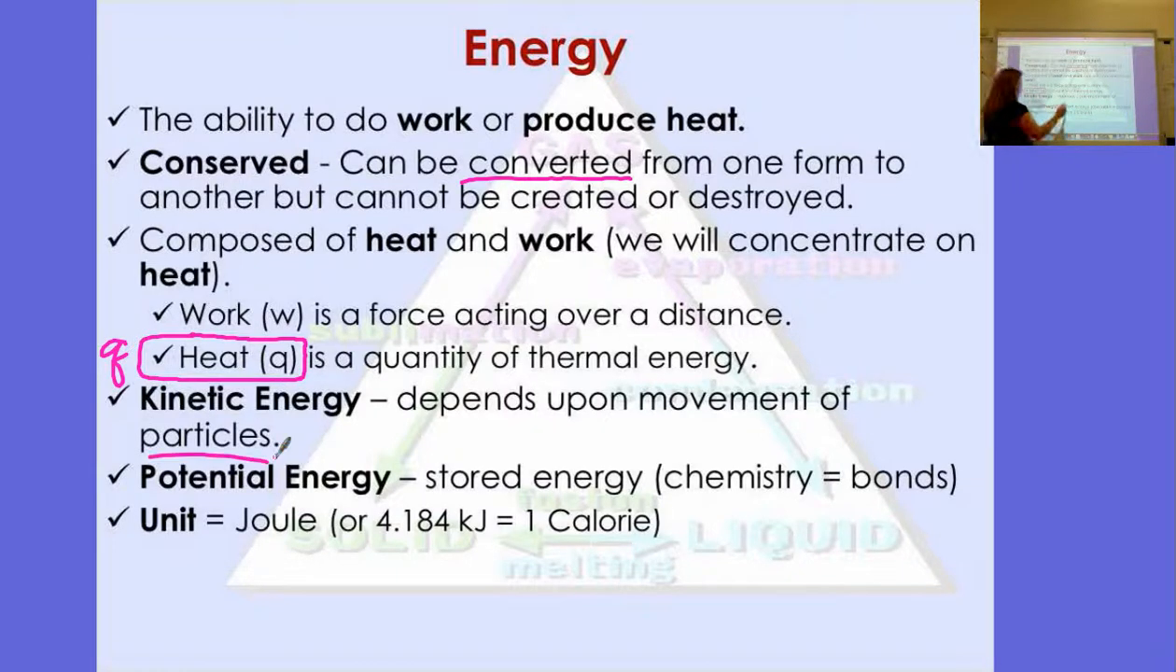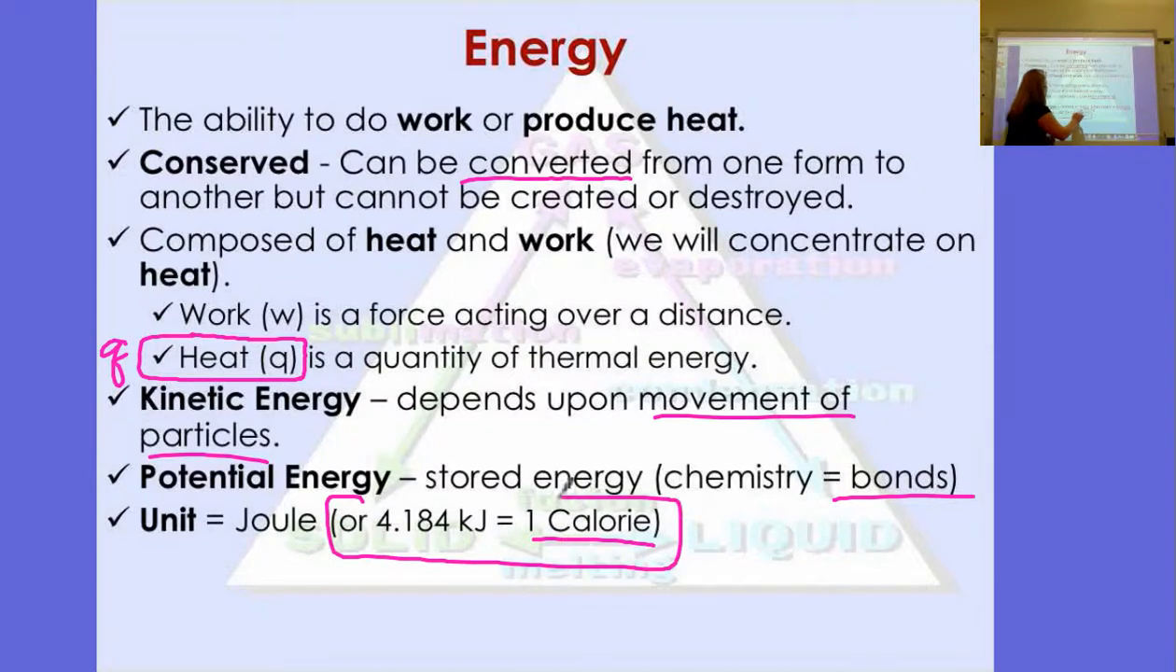Kinetic energy depends on the movement of the particles, and potential energy is stored in the bonds. Our unit is going to be the joule. The unit for energy is the joule, which can also be converted to calories, which you may have heard of before in terms of food and such. There are 4.184 joules equal to 1 calorie, and there are 1,000 joules in a kilojoule. We'll need those conversions when we start our calculations.